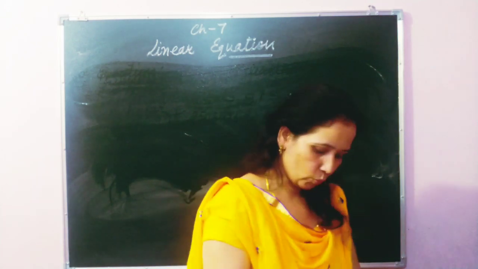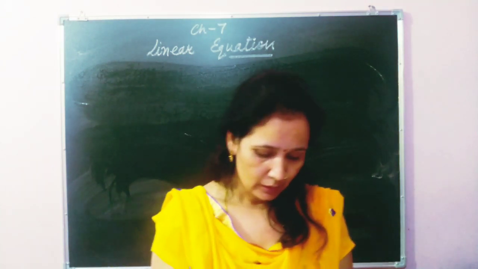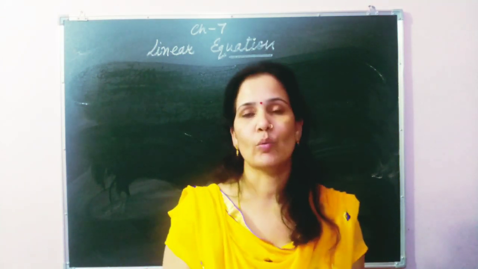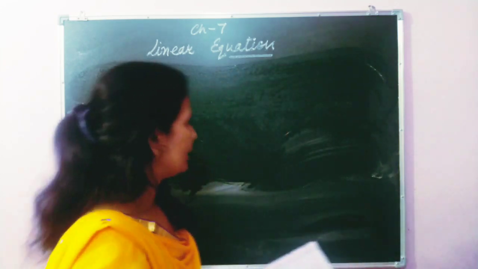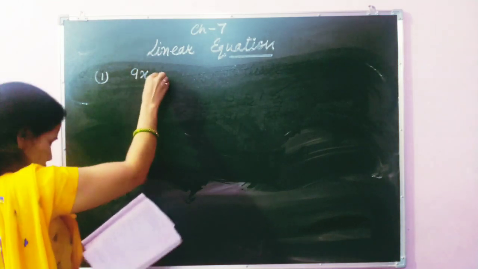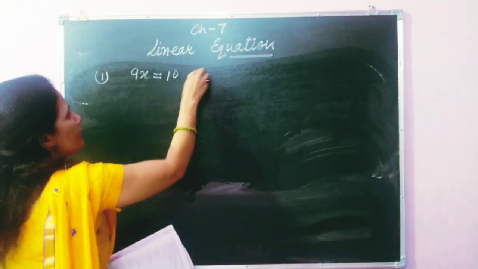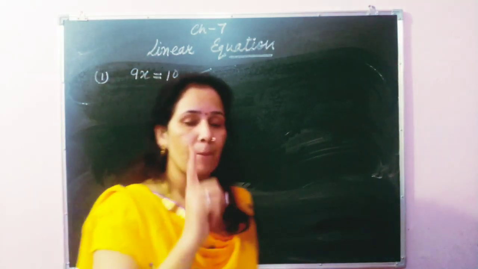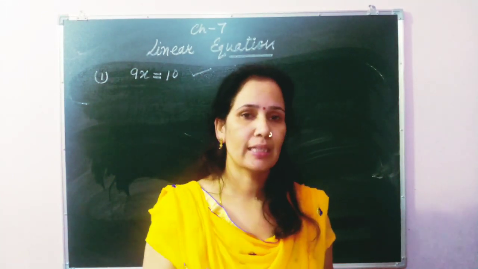Exercise number 7.1, they have given some examples. Which of the following are linear equations in one variable? So let's start. The first one is 9x equals 10. Yes, this one is a linear equation. Why? Because one variable is used in this one.